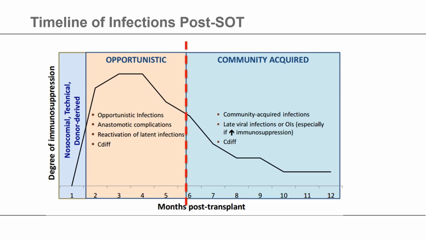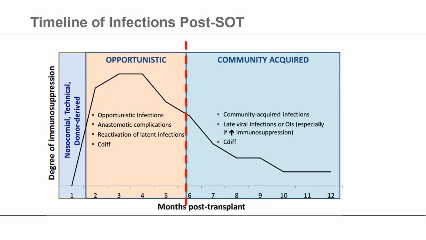So we've all seen this in terms of the timeline of infections post-transplant, but just as a reminder, the first 6 months, really thinking in terms of our opportunistic infections around 6 weeks to 6 months, as compared to the first 6 weeks, thinking about the nosocomial, any surgical, technical, or donor-derived infections, and then after 6 months, community-acquired infections.